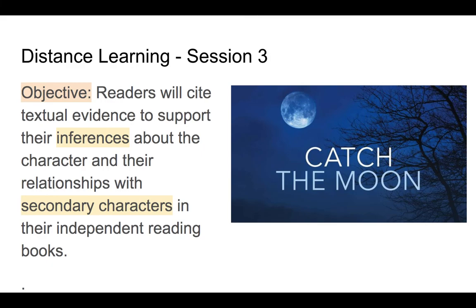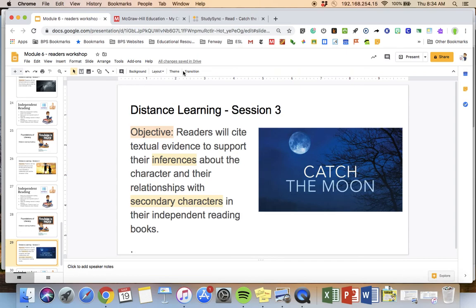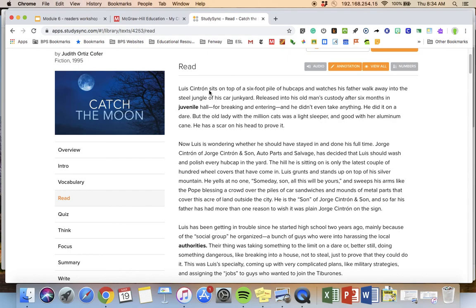So let's take a look at Catch the Moon, the text, and I'll show you what I was thinking and how I made some inferences as I was reading. I'll show you how I made some notes so that you can be doing the same thing with your independent reading book. Let me bring up the text here. I'm looking for places where the text tells me more information about the main character, who is Louis Cintron here, or information that tells me more about Louis's relationship with other characters.